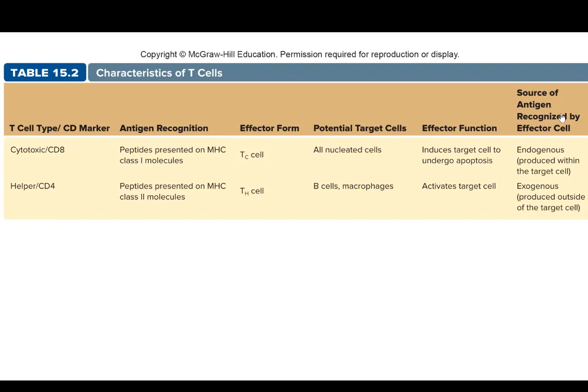MHC class 1. What is the co-receptor in a T helper cell? Okay, it should say, I think, it doesn't say here. Oh yes, it does. What is a co-receptor in a T helper cell? CD4. What is a co-receptor in a T cytotoxic cell? What is a co-receptor associated with?